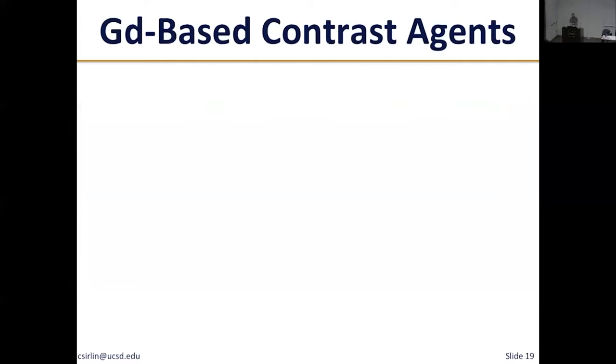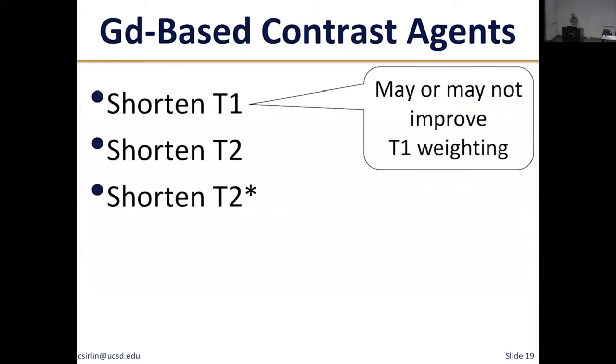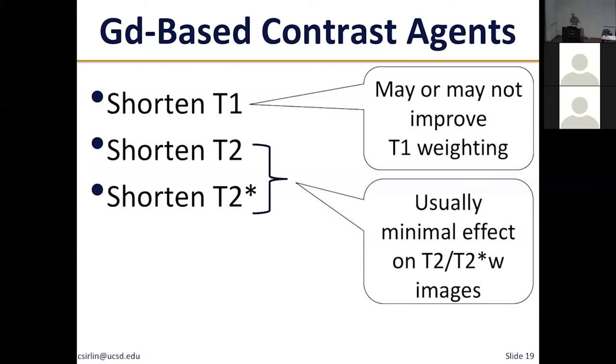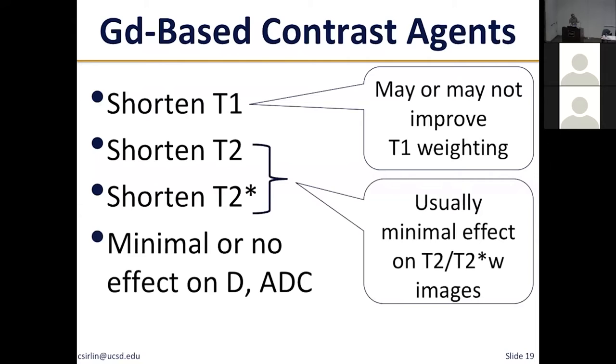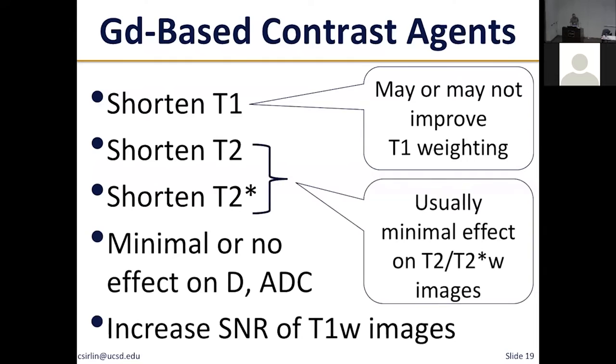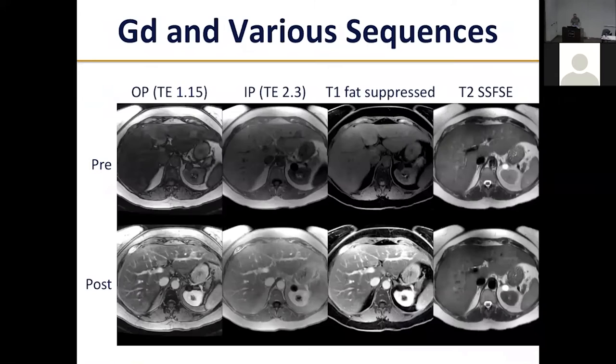And gadolinium-based contrast agents, we'll talk more about them in the next lecture, but for now, just remember that gadolinium shortens T1, and this may or may not improve the T1 weighting. Gadolinium shortens the T2 and T2 star, and this usually has minimal effects on T2 and T2 star weighted images, which I'll show you in a moment. Gadolinium has little or any effect on diffusion weighted imaging and on the ADC, and I'll show you that in a second. And gadolinium increases the signal to noise of T1 weighted images. So we're gonna go through all of these things now with some examples. So first of all, let's look at the effect of gadolinium on different sequences.